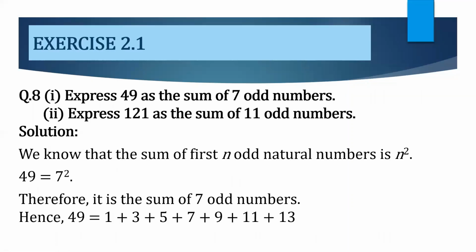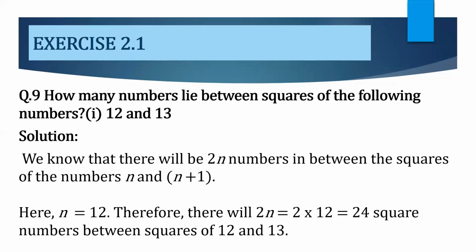Question 8. Express 49 as a sum of 7 odd numbers. So the first 7 odd numbers will be 1, 3, 5, 7, 9, 11 and 13. If you make the sum of all these odd numbers, 1 plus 3 plus 5 plus 7 plus 9 plus 11 plus 13, it will be 49. Same, express 121 as a sum of 11 odd numbers. Then also we can write it the same way.